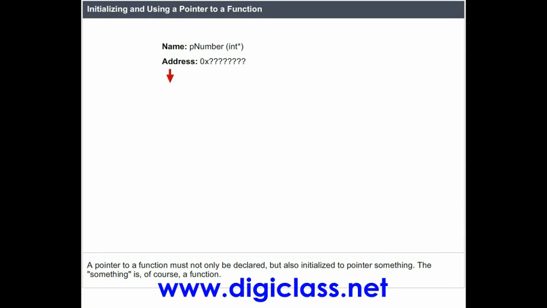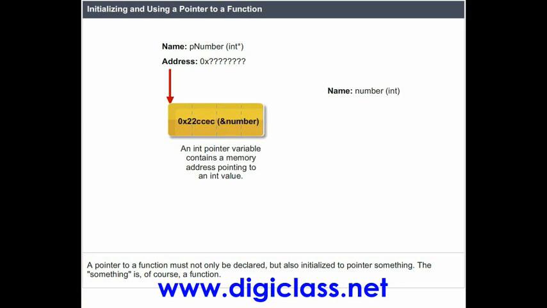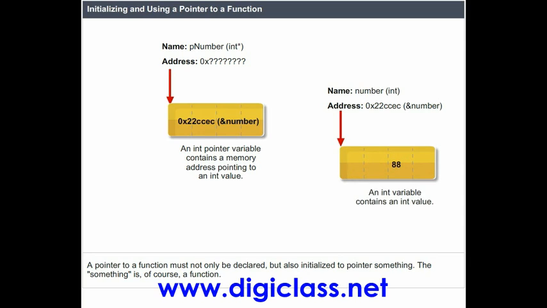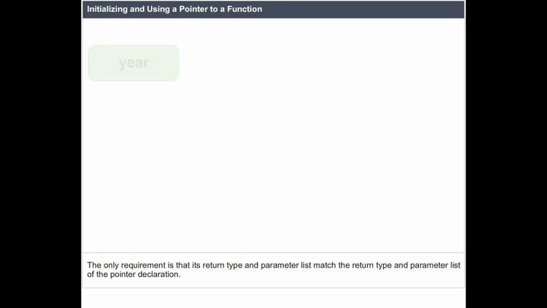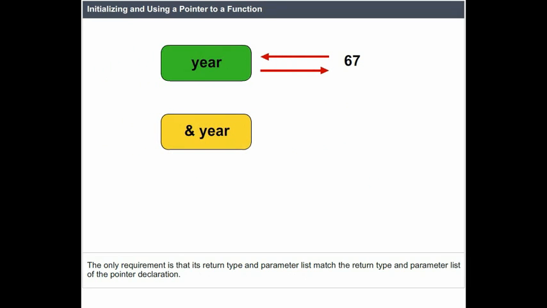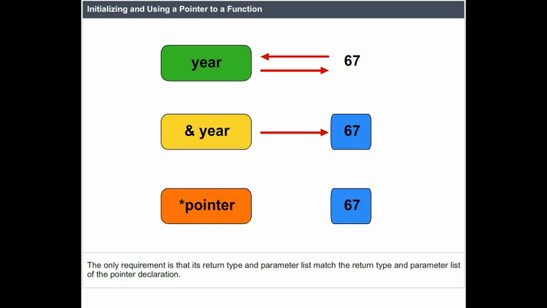Initializing and using a pointer to a function. A pointer to a function must not only be declared but also initialized to point to something. The something is, of course, a function. There's nothing special about a function that gets pointed to. The only requirement is that its return type and parameter list match the return type and parameter list of the pointer declaration.